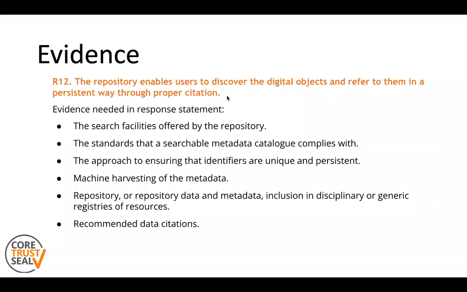So when crafting the response statements, we're looking for a few types of evidence, such as: there are search facilities offered by the repository so that users can query and find the data that they're looking for. What kind of standards are in place for searchable metadata catalogs? What approaches are being taken to ensure that the identifiers are unique and persistent? Is there any machine harvesting supported for the metadata? Are these data or metadata included in any disciplinary or generic registries? And how are data citations recommended to users?